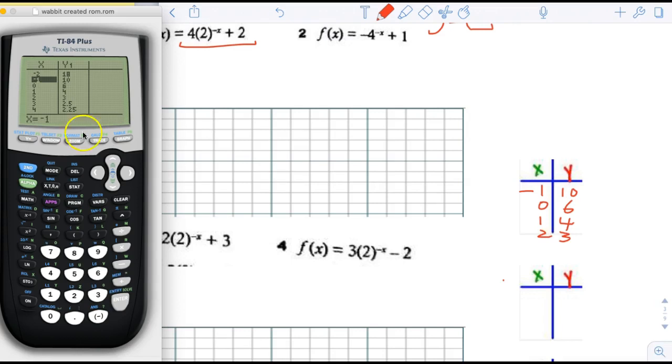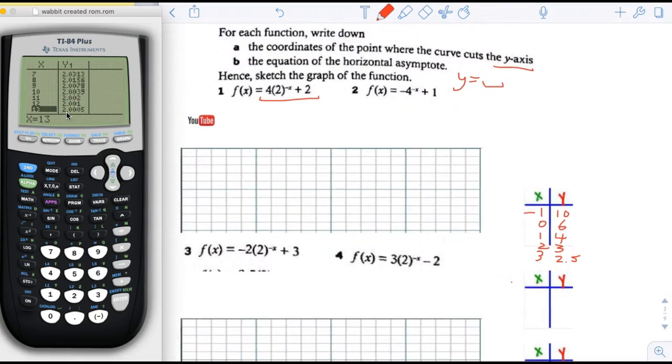And then after that, it gets to be decimal points, right? So like 3, 2.5. And if you keep going, you're probably going to see that the y value gets closer and closer to 2, right? So that means that the 2 is the asymptote. So I'm going to put that the asymptote, which is part B for number 1, is y equals 2. Coincidentally, not so coincidentally, there's a 2 there. That's actually what causes the asymptote to be 2.